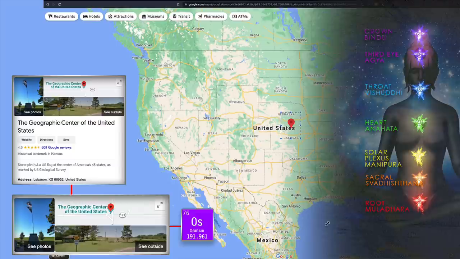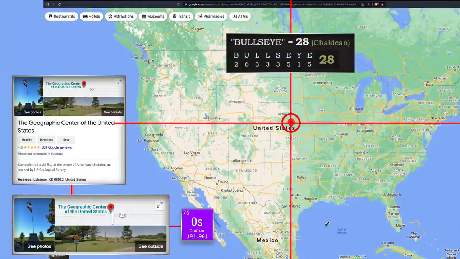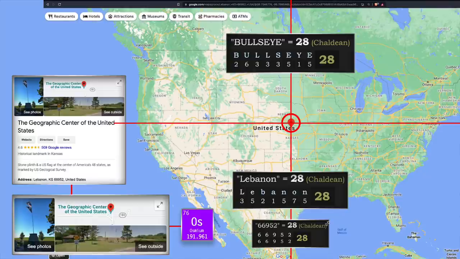And you know, why was it called the Emerald City? Because it's the bullseye, and it is the heart chakra. So there's kind of the giveaway. The bullseye is the number 28, and there's a very good reason why I'm showing all of you this, because the geographical center of the United States is in the city of Lebanon, and the zip code of Lebanon is 66952. Both of them in numerology come out to the number 28, which of course is tied to Lucifer, because Lucifer is 28 and the bullseye is 28.